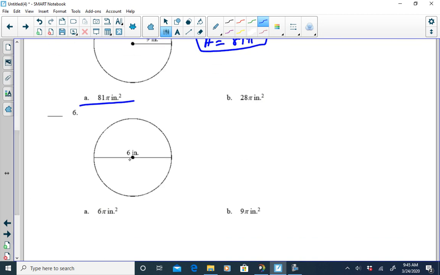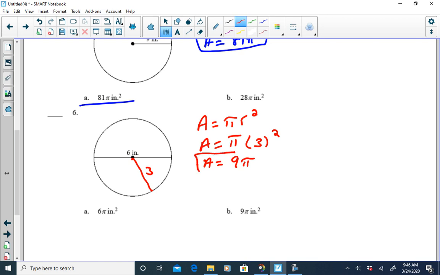Question 6, same type of problem, but we're given a diameter. Right? Area is going to be equal to pi times the radius squared. So area is going to be equal to pi. Now what's the radius? Well, we're given the diameter of 6. So if we're given the diameter of 6, that means our radius is going to be 3. So it's going to be 3 squared. So the area is going to be equal to 3 squared is 9. So 9 times pi would be our answer in terms of pi, which is an exact answer because we're not using an approximation for pi. So 9 times pi is going to be our answer, and that's answer B for question 6.